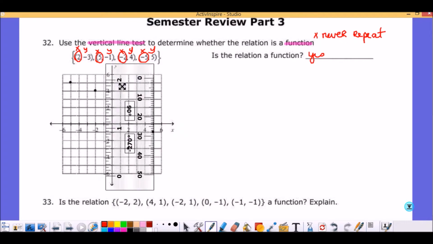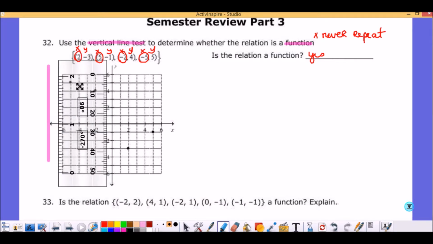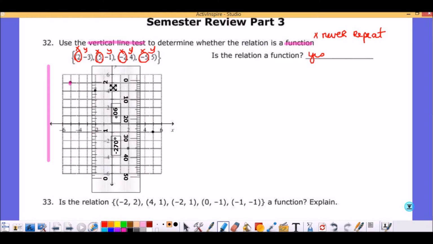So if I were to use the vertical line test, remember that means I take a ruler or a vertical line and it has to pass the vertical line at one point. So I'm going to take my ruler and I'm going to start moving it from left to right. Well, this point touches the ruler or the vertical line at one point. So that does pass. Let's keep going.